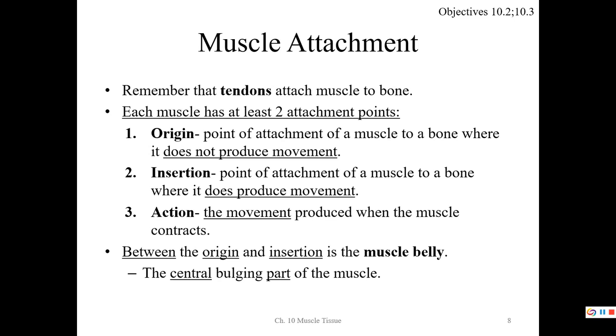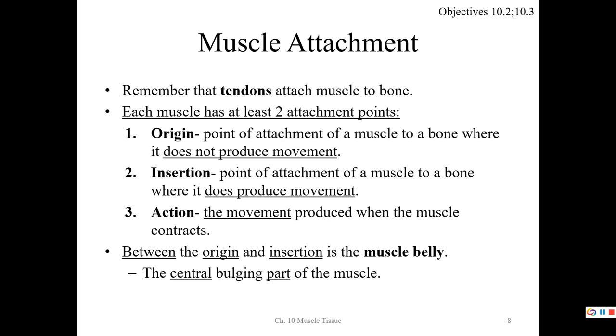The origin is the point of attachment where it does not produce movement when the muscle contracts, and insertion is the point of attachment muscle to bone where it does produce movement when the muscle contracts. So what we could say is origin is the point of attachment where when a muscle contracts, it does not change position. And insertion is the point of attachment of a muscle to a bone that when that muscle contracts, it does change position. And when that muscle changes the position of the structures, the movement that is made is called the action. That action is the movement produced by a muscle when it contracts.